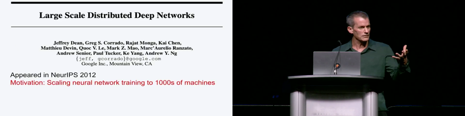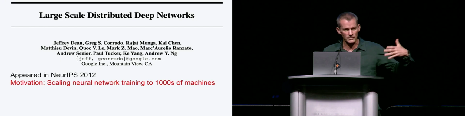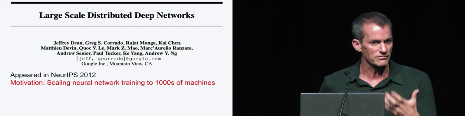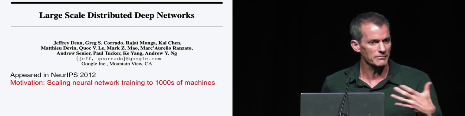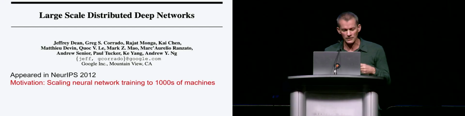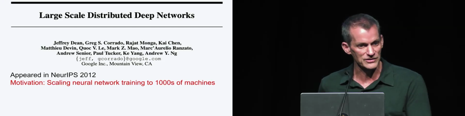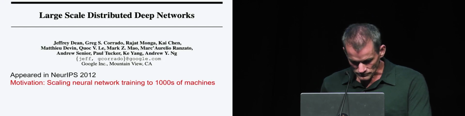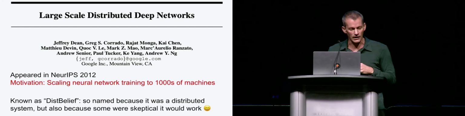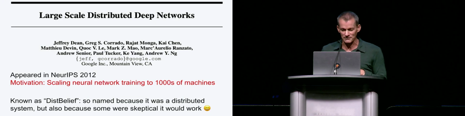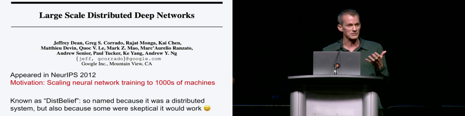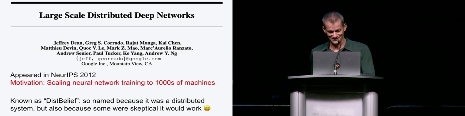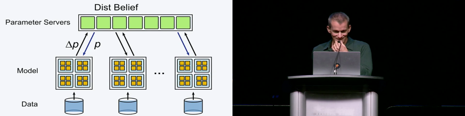And so the work we were doing just a bit before this was large-scale distributed deep networks, where we were exploring distributed training of large-scale models, mostly for vision and for speech. And really the motivation was how can we scale training on these systems to thousands of machines. We actually titled this DistBelief internally, so named because it was a distributed system, but also because a bunch of people were skeptical that it would work. And it turns out it did work, which is nice.